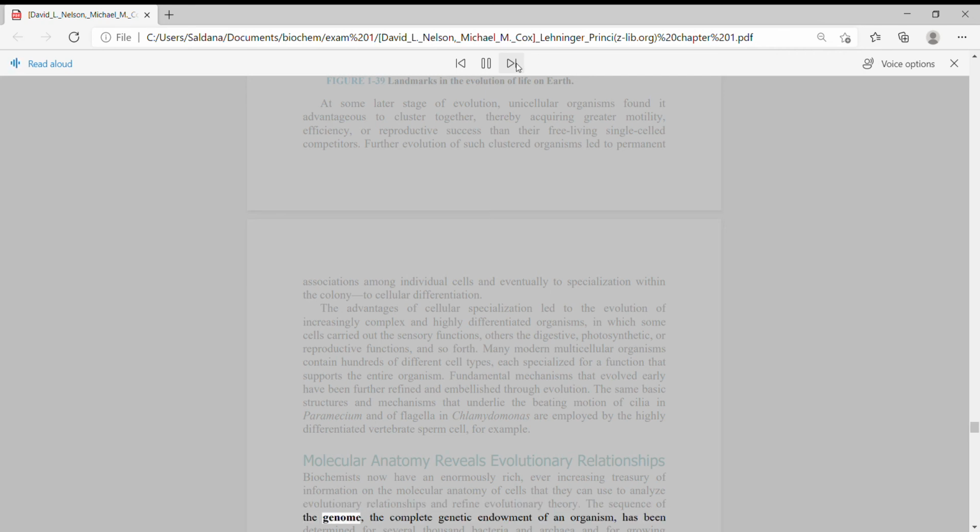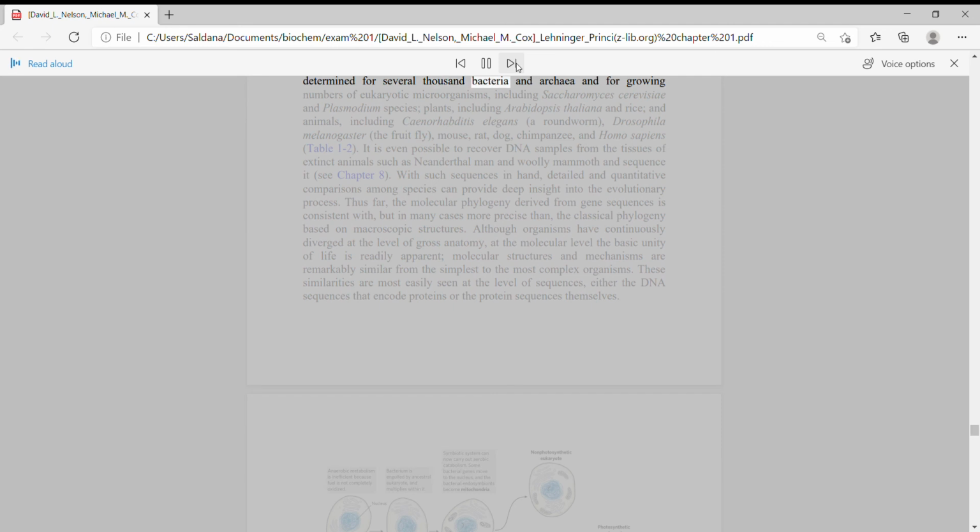The sequence of the genome, the complete genetic endowment of an organism, has been determined for several thousand bacteria and archaea and for growing numbers of eukaryotic microorganisms, including Saccharomyces cerevisiae and Plasmodium species, plants, including Arabidopsis thaliana and rice, and animals, including Caenorhabditis elegans, a roundworm, Drosophila melanogaster, the fruit fly, mouse, rat, dog, chimpanzee, and Homo sapiens, Table 1-2. It is even possible to recover DNA samples from the tissues of extinct animals, such as Neanderthal man and woolly mammoth, and sequence it.